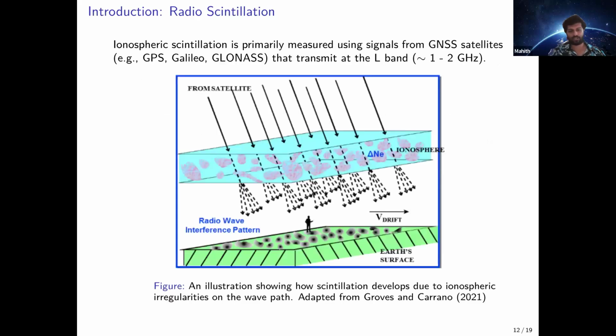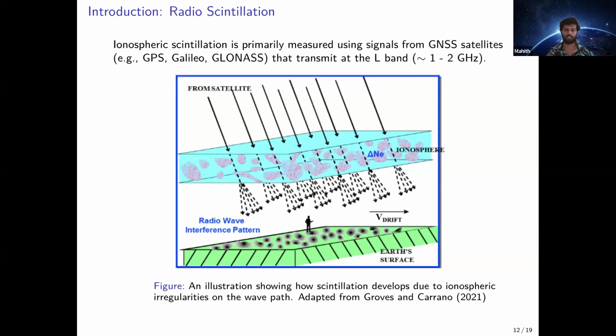So here is an illustration showing you how scintillation actually works, sort of a simple schematic. You have a plane wavefront coming from a satellite, shown in blue, passing through the ionosphere with some irregularities, shown by reddish chunks. When such a wavefront is incident on the ionosphere, interference happens between the parts of the wavefront that meet irregularities and the parts that do not.